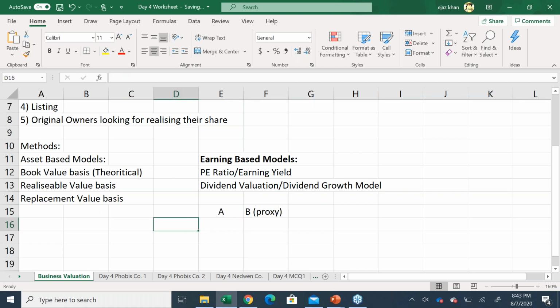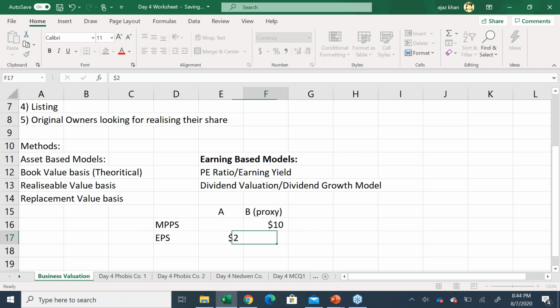Now let's say the listed company has a market price per share. Let's say it has a market price of, say, $10, right? And we don't have the price for this company, so let it be. Then we have earning per share. We can have earning per share for both the companies, whether it's listed or not. Definitely the income statement will be prepared for both. So let's say earning per share of this company is, okay, let's have it $3. And the earning per share of this company is $2, right?